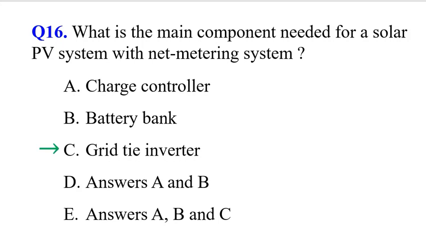What is the main component needed for a solar PV system with net metering system? That means your system is going to be connected to the grid and you want to sell your power to the grid or to the utility. So the main component here would be the grid tie inverter. You need charge controllers and battery banks, these are for off-grid systems.